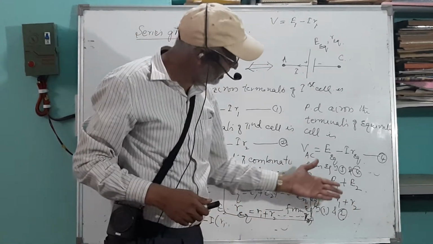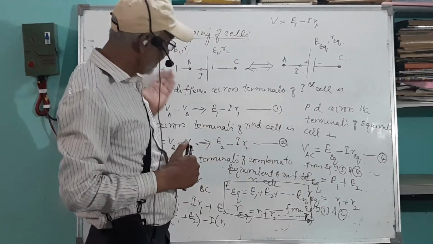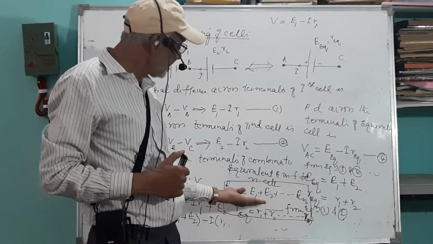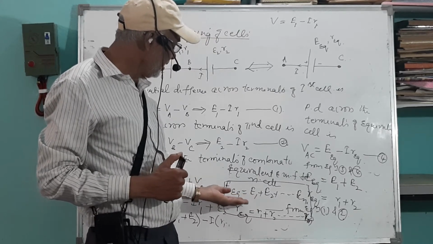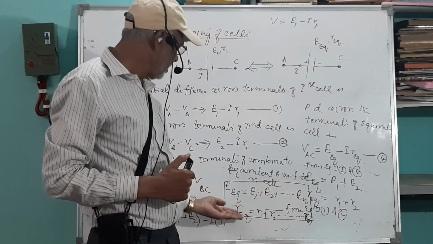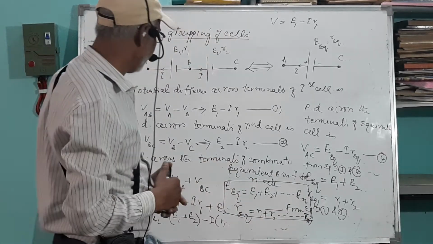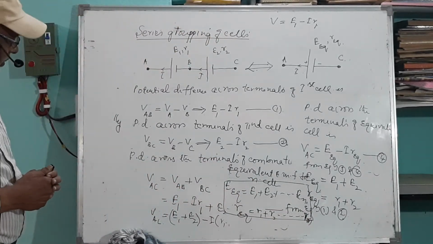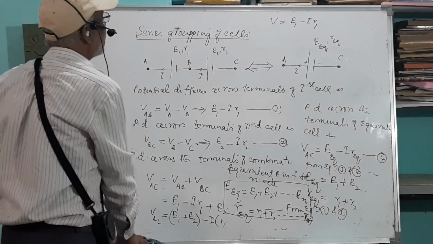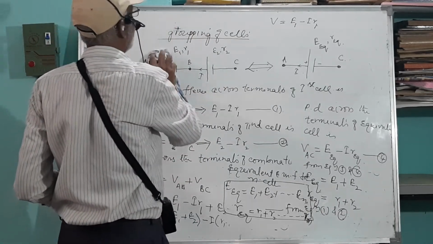You can generalize this expression for n number of cells. Say your circuit contains n number of cells. In that case, E equivalent is equal to the sum of individual EMF up to En. Similarly, R equivalent is equal to R1 plus R2 up to Rn. Now we will proceed to the second topic, parallel grouping of cells.